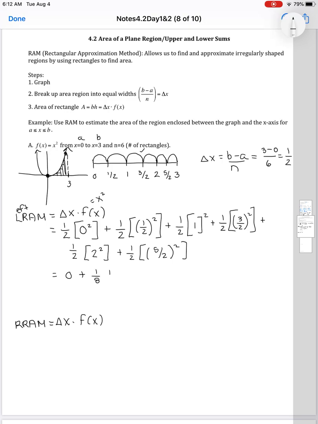So now what you do is simplify. So the first term, 1/2 times 0 squared is 0. 1/2 squared is 1/4. Times 1/2 is 1/8.